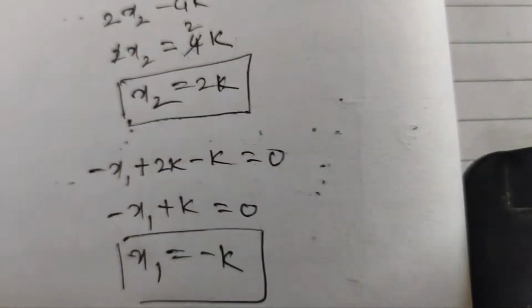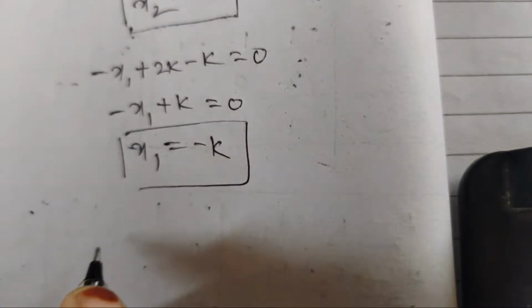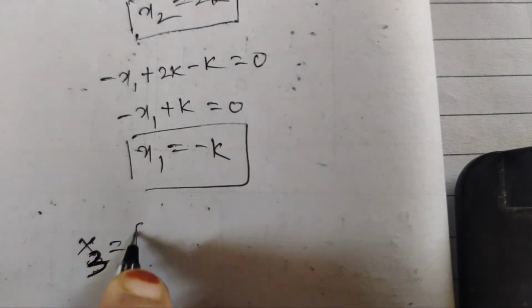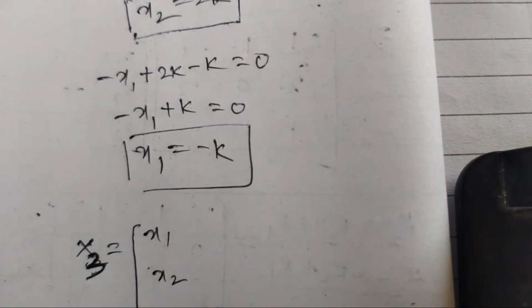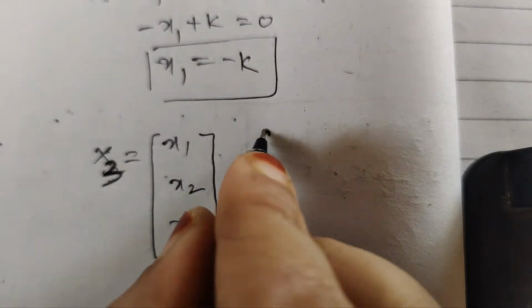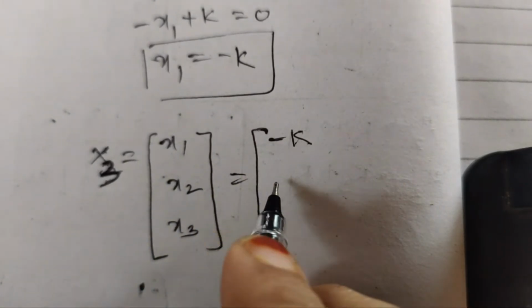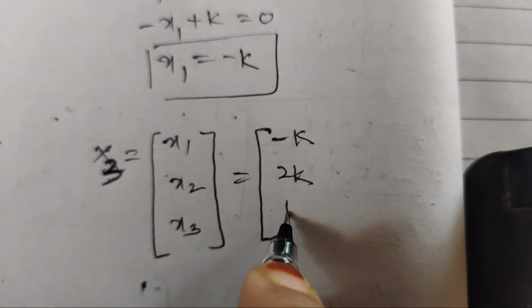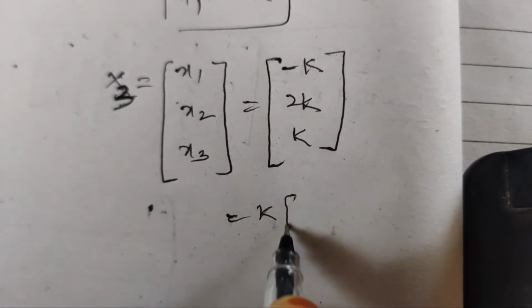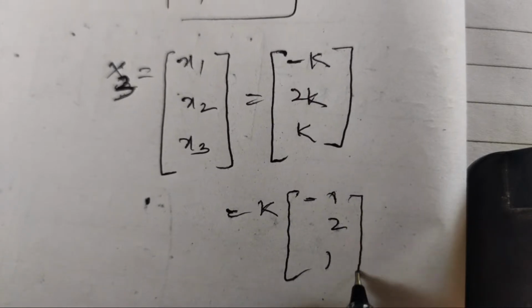So x1 equals minus k. Now next, the second vector. Because we got lambda equals 3 and 3, we solved that only one time. Next we have solved for lambda equals 5. For constructing the model matrix we need x1, x2, x3, where x1 equals minus k, x2 equals 2k, x3 equals k. From here we take k as common, so k times the vector minus 1, 2, 1. This is known as the eigenvector.